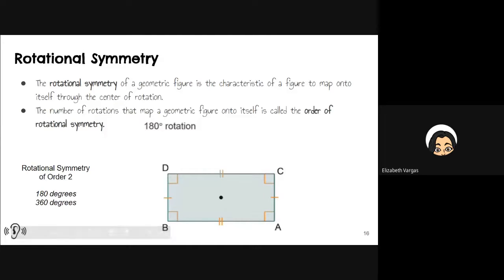Every figure, no matter what it looks like, has a rotational symmetry at 360 degrees. So every figure has at least one order of rotational symmetry. The reason being, if you turn any object 360 degrees all the way back around, it would obviously map back to where it originally was. So every figure has a rotational symmetry of at least one. Okay? Are there any questions?